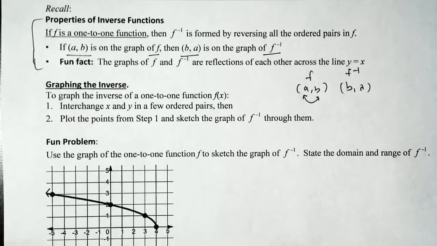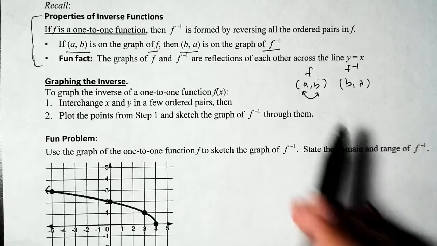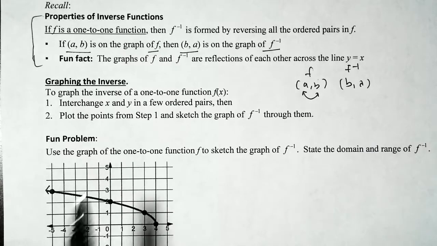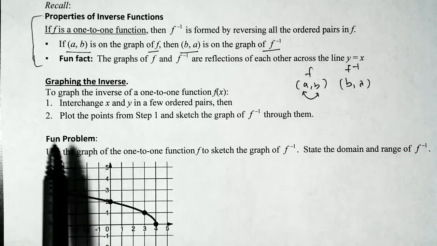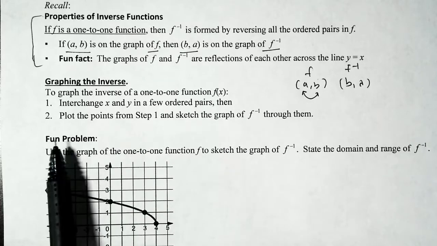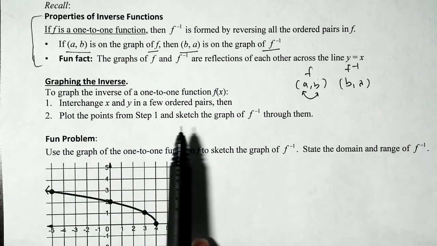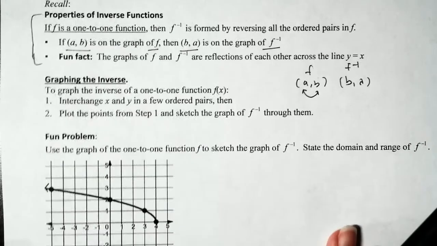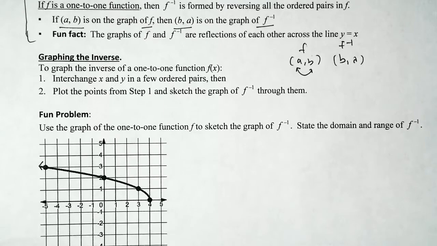So on that note, how do we graph the inverse? If you have this in the back of your mind, then this section is not going to be terribly bad. It says to graph the inverse of a one-to-one function: one, interchange x and y in a few ordered pairs. Then two, plot the points from step one and sketch the graph of f inverse through them. Okay, that's a lot of words.